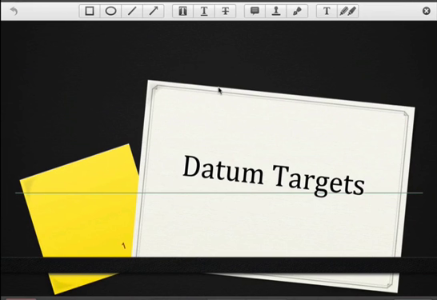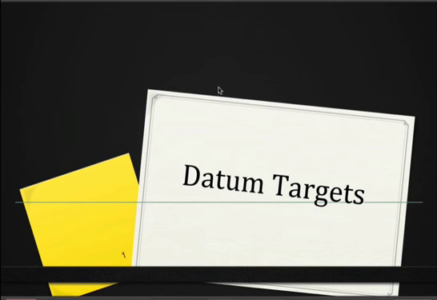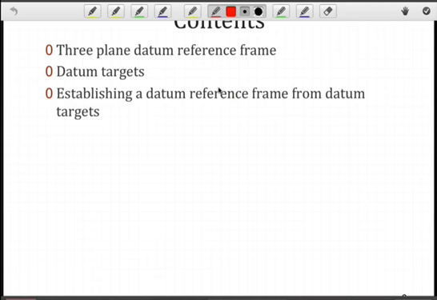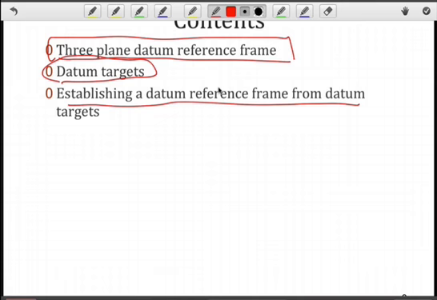What we're going to look at today is a variation on creating datum reference frames, and this is based on a concept called datum targets. With datum targets, we're going to specify a region or specific location, and to understand how to use these, we'll have to start off with understanding how to construct our fundamental three-plane datum reference frame that we've seen before, based upon a set of datum targets, and then how would we go about establishing the datum reference frame as we did with the regular datums that we've seen previously.